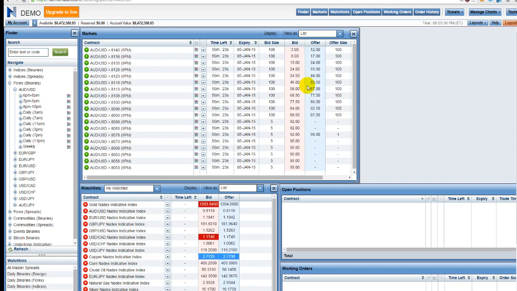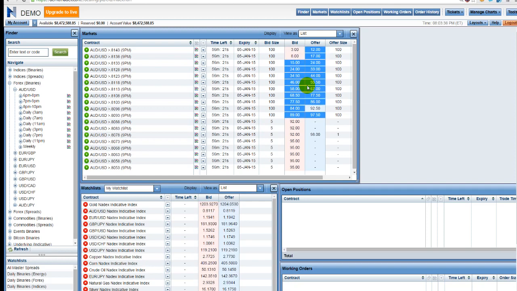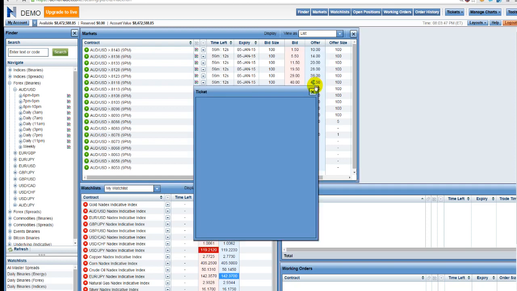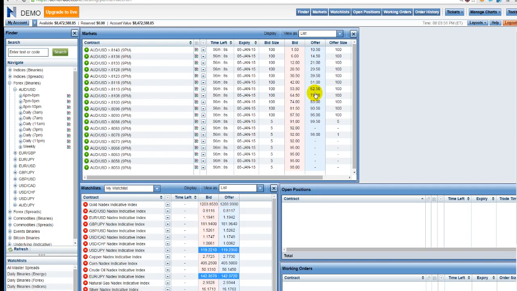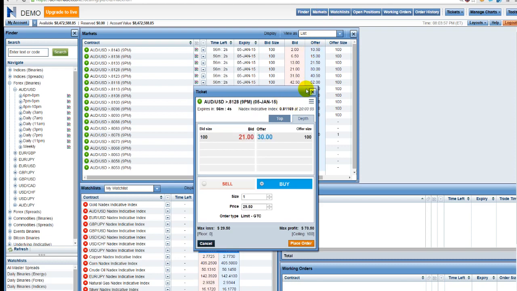But the simplest way to explain it is the right side is buy, the left side is sell. Offer means buy, left side bid means sell. That's the easiest way to go over it. So if you want to buy, you're clicking on this side. You're not going to be able to buy at the bid. You're not going to be able to sell at the offer unless you're a market maker, which is a whole big different topic. But yeah, right side buy, left side sell.